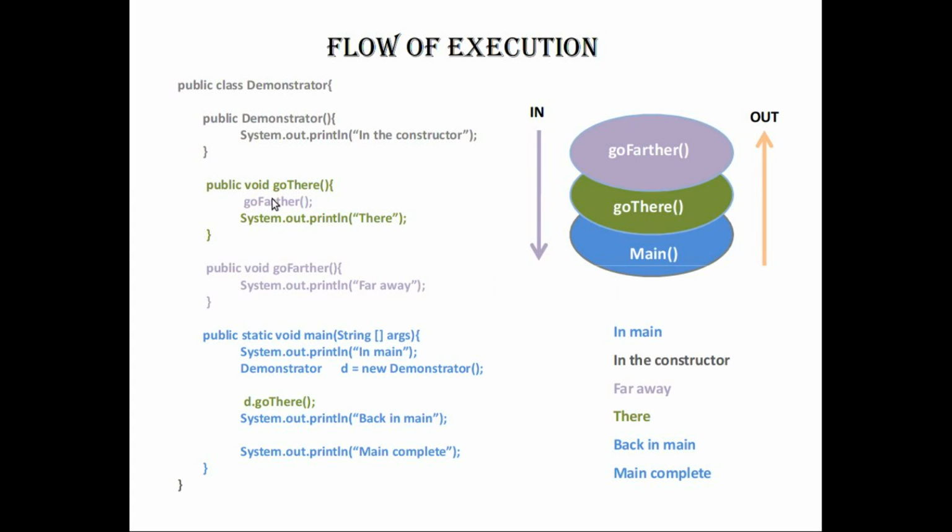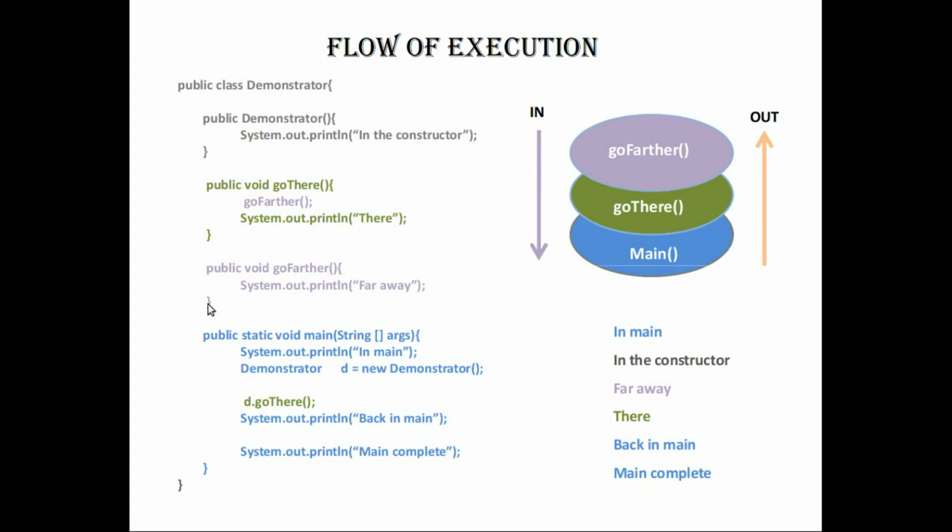So let's see how that happens. Now go further is on top of the stack. So we get into the body of go further and we start executing. We see system.out.println go further, and now what happens? Go further executes. It finishes all the statements inside. In this case we have just one statement, and then it hits the closing curly brace.